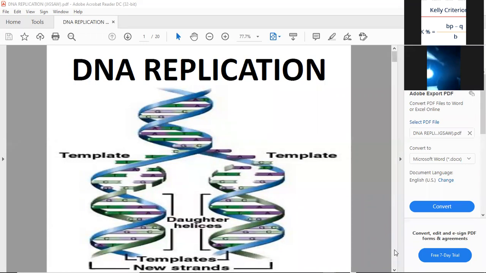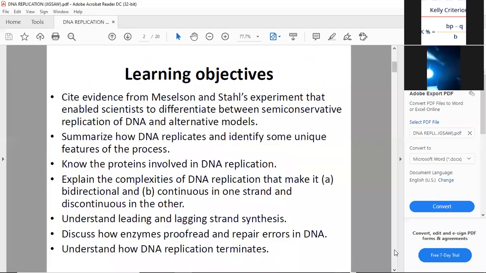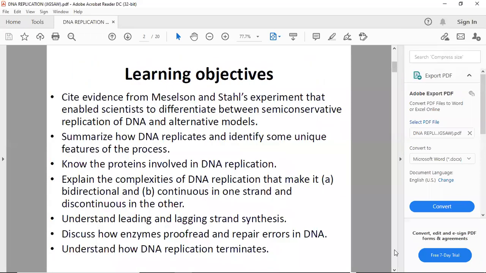Okay, so we are looking at DNA replication. Our learning objectives will be for us to be able to cite evidence from Meselson and Stahl's experiment that enables scientists to differentiate between the semiconservative mode of replication and alternative models. And then we are going to summarize how DNA replicates and identify unique features of the process of DNA replication.